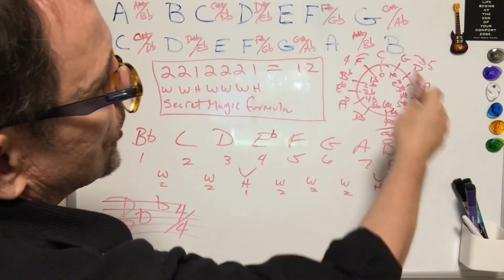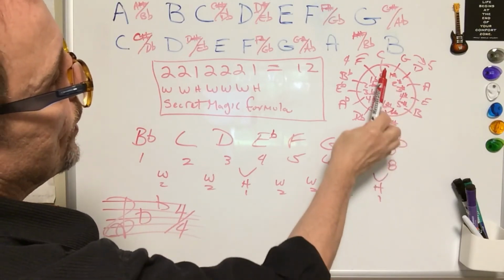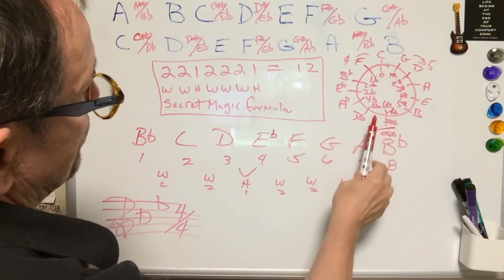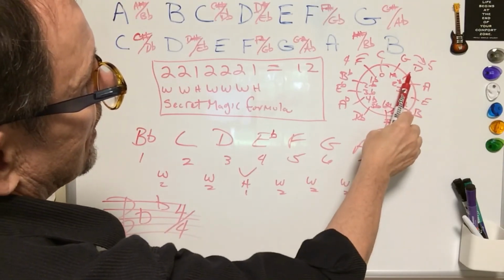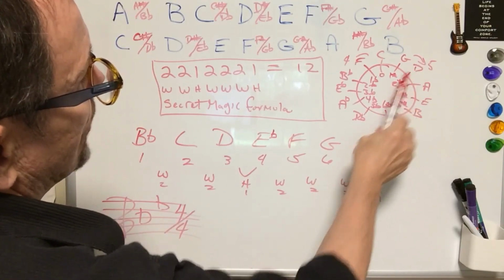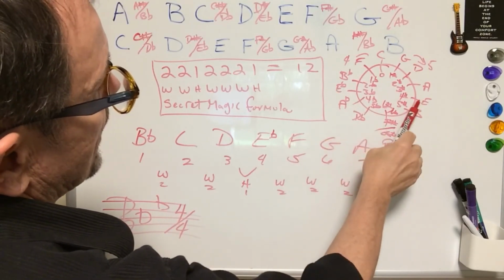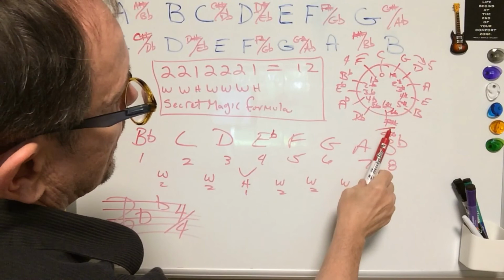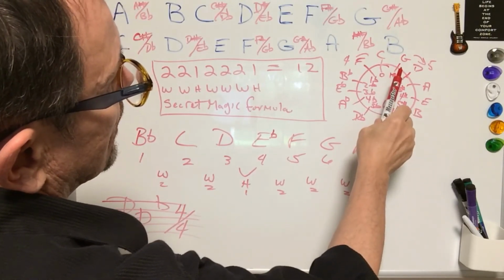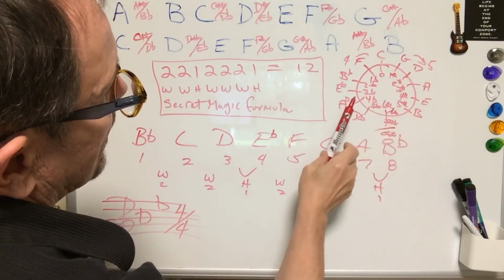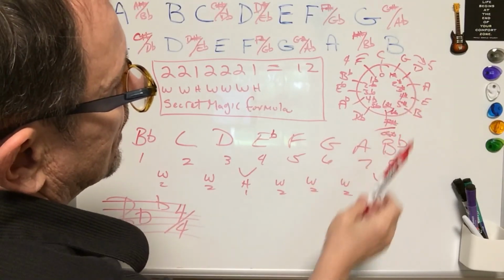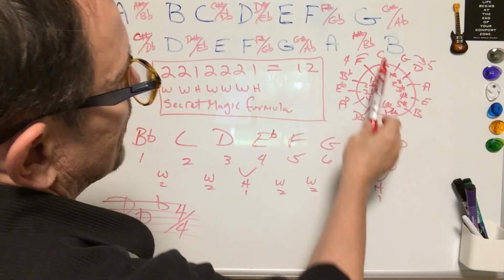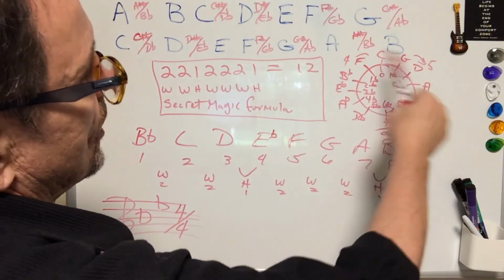So this would be all 12 of our starting spots, wouldn't it? We would have C, and then either C sharp or D flat. Then we would have D. Then we'd have either D sharp or E flat. Then we'd have E. Then we'd have F. Then we'd have F sharp or G flat. Then we would have G. Then we'd have G sharp or A flat. Then we would have A, then we'd have A sharp or B flat, then we'd have B, and back to C. So this is all 12 of the starting spots.